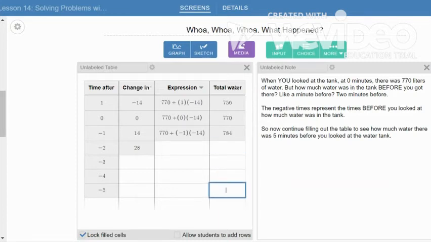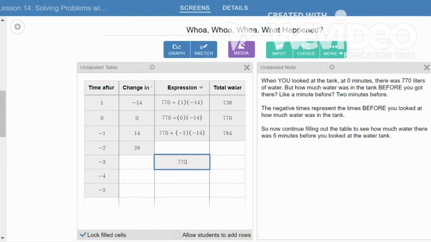That way, when you go back this way, the water will continue to leak and you'll see this idea of -14. But if we're going back in time, right, we're going to be thinking about adding 14. How much water was in the tank before we looked at it? So if you're doing this one right here, 770 is our reference number.